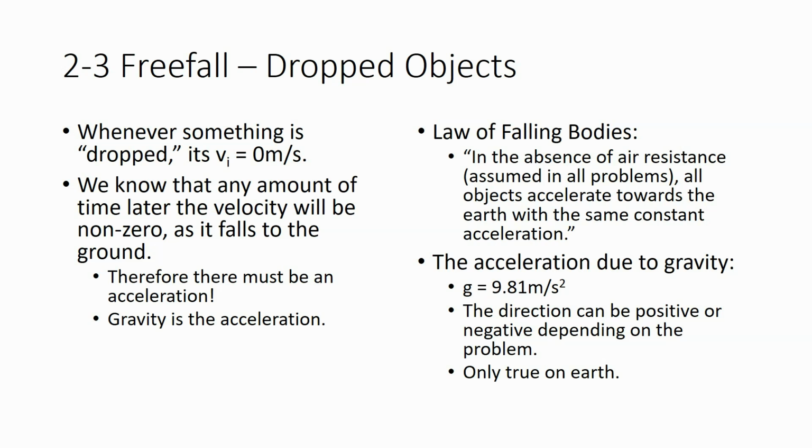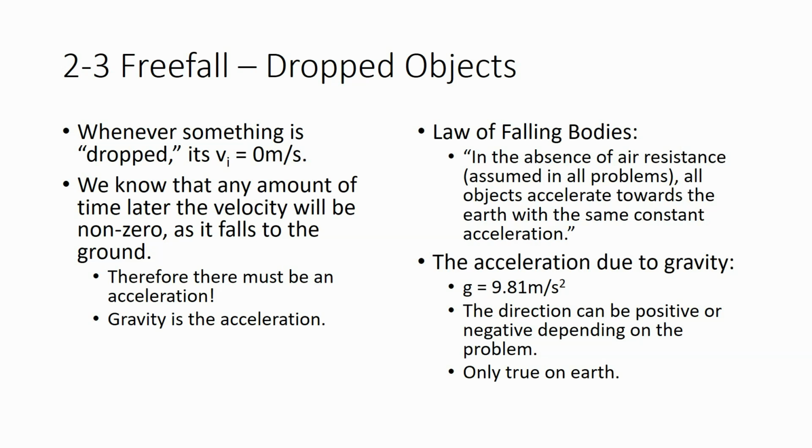Galileo Galilei came up with the law of falling bodies. Through a variety of experiments, he concluded that, in the absence of air resistance, which is something that we assume on all problems, all objects accelerate towards the Earth with the same constant acceleration. This acceleration is 9.81 meters per second squared.